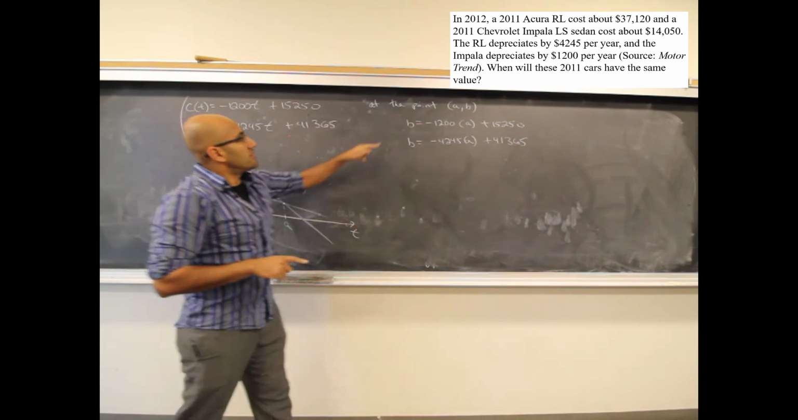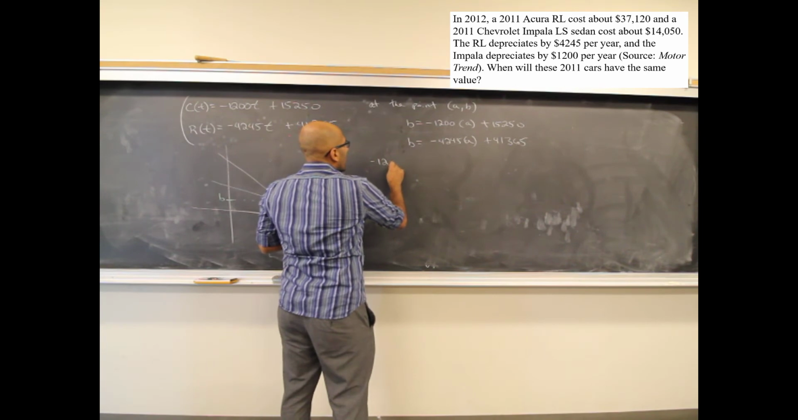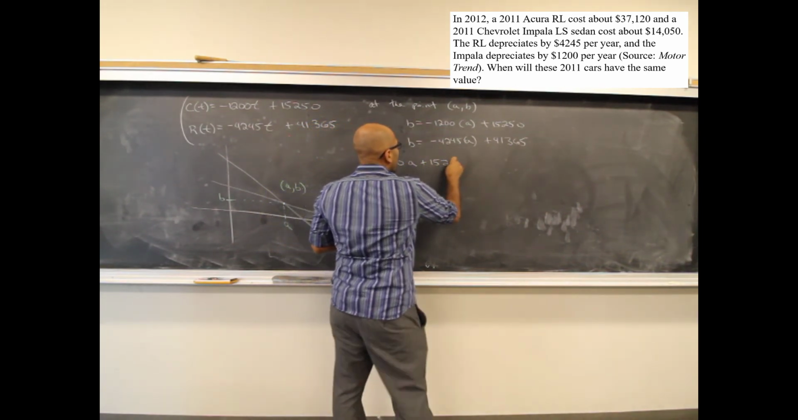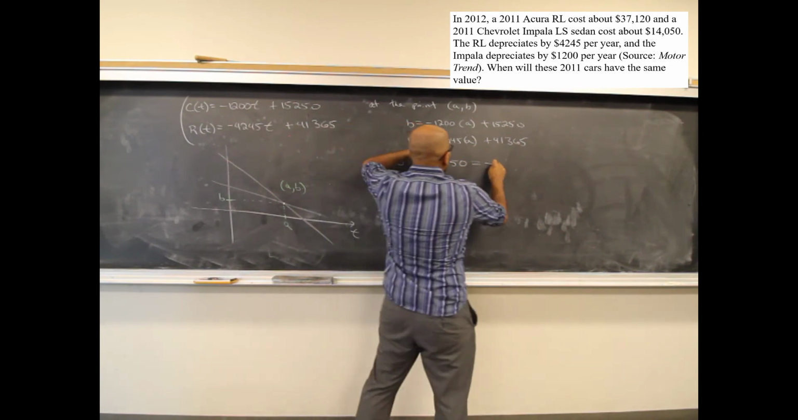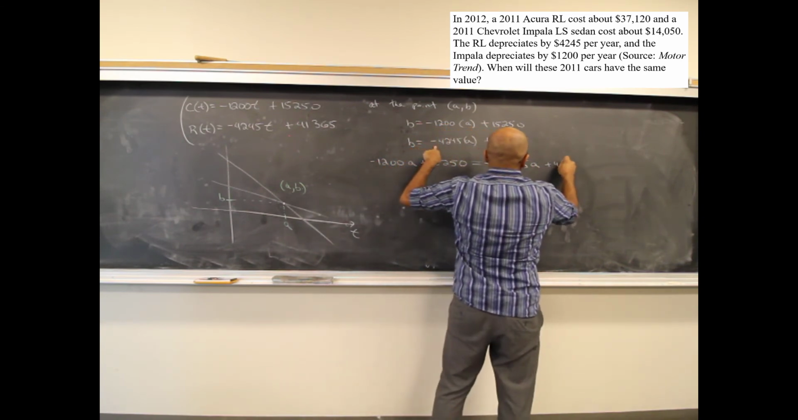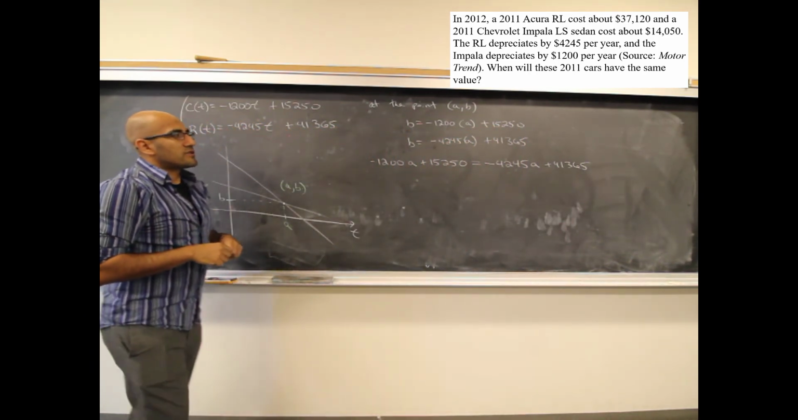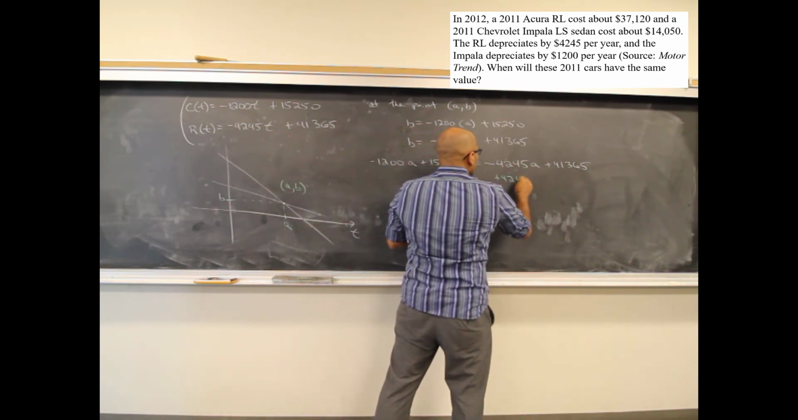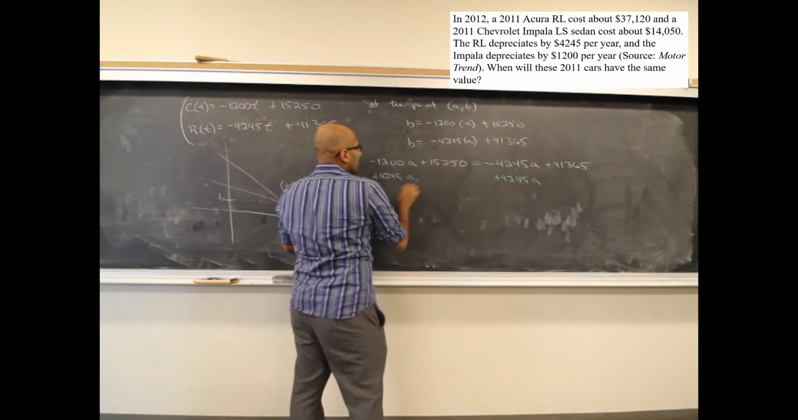Okay, so now we can either use the substitution or the elimination method. Substitution method. Okay, they both equal B, so we can set them equal to each other. Negative 1200A plus 15250 is equal to B, and then B is also equal to this, so I'm just going to set it equal to negative 4245A plus 41,365. Okay, so I'm going to solve for A. I'm going to add 4245A to that side, plus 4245A to this side.